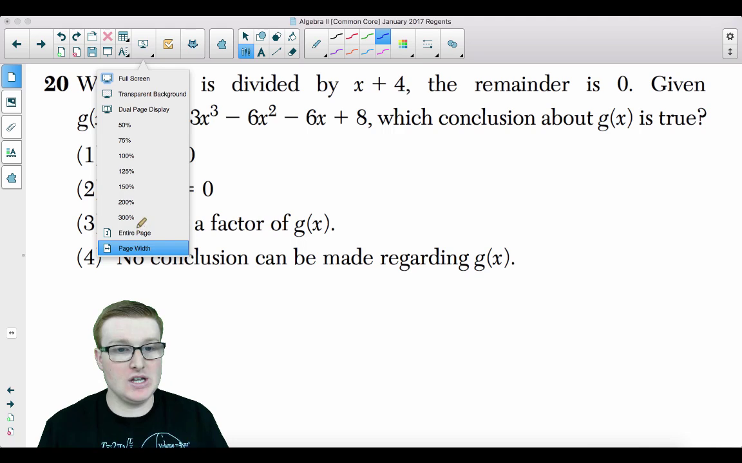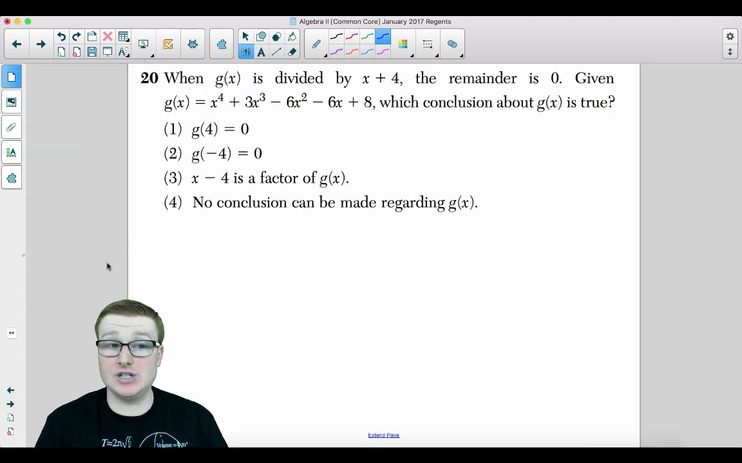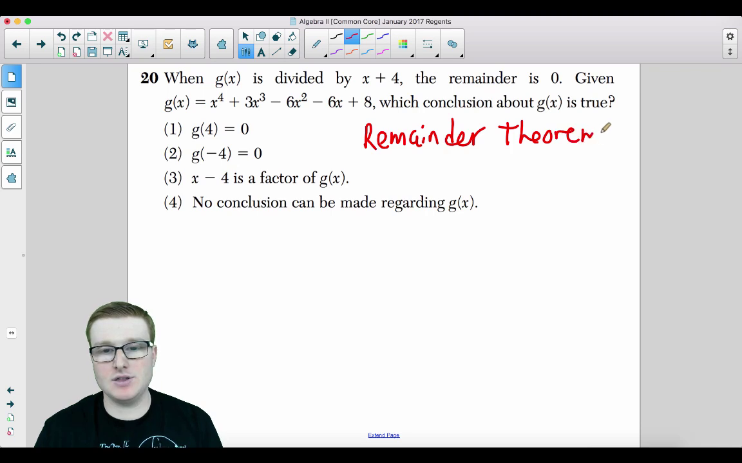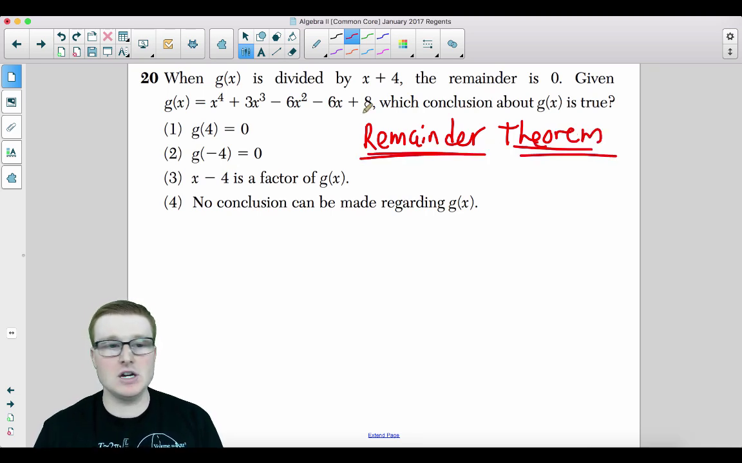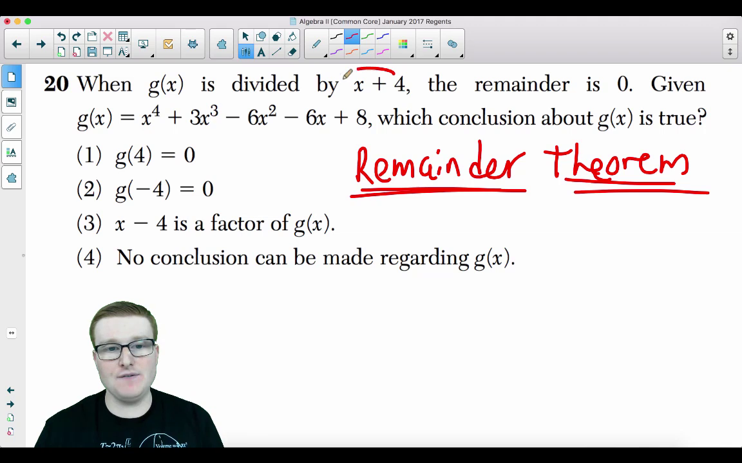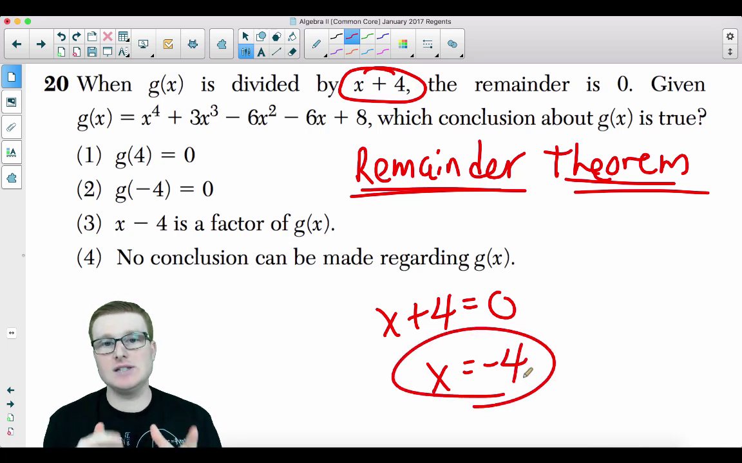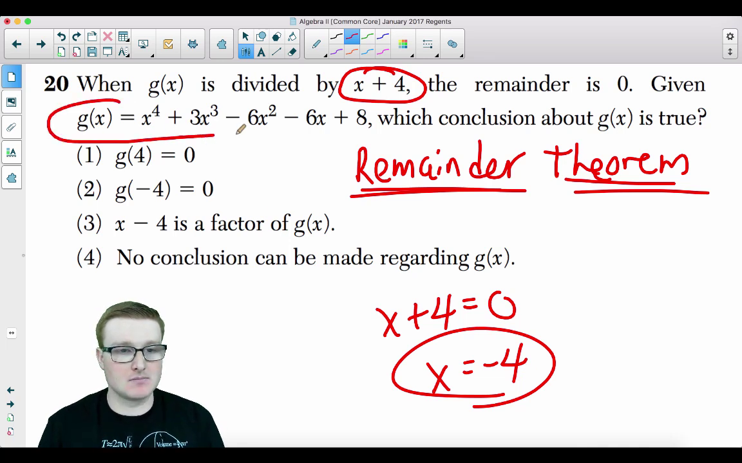Number 20. When g of x is divided by x plus 4, the remainder is 0. Given that g of x is equal to that thing, what conclusion about g of x is true? Oh my goodness, this is like the 4th time I've seen something like this. You need to know the remainder theorem. The remainder theorem states that if you take the factor of x plus 4 and set it equal to 0, you get x equals negative 4. X equals negative 4 is a root of g of x.